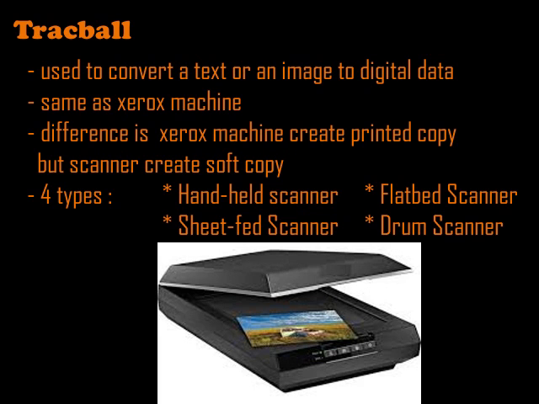Next input device is scanner. It is used to convert a text or an image to electronic data. It is the same as the Xerox machine. The difference between a Xerox machine and a scanner is that a Xerox machine creates a printed copy, but a scanner generates the soft copy on the computer. Did you understand? Printed copy we can get from a Xerox, okay, but the scanner generates the copy on the screen only. Listen, that is the difference between scanner and Xerox machine.